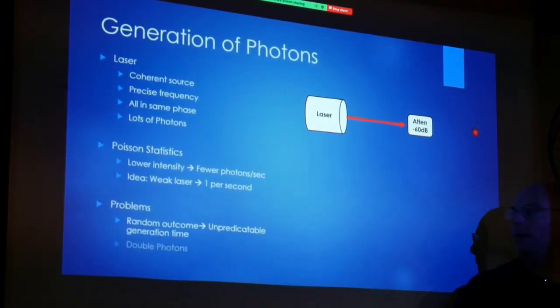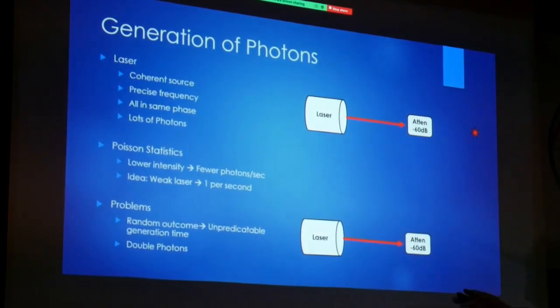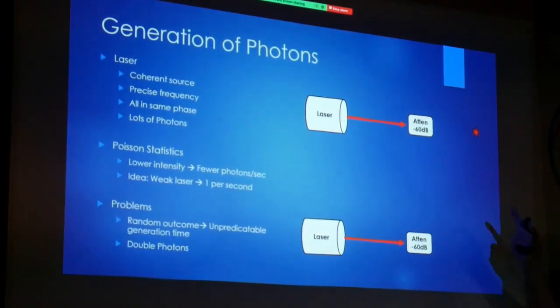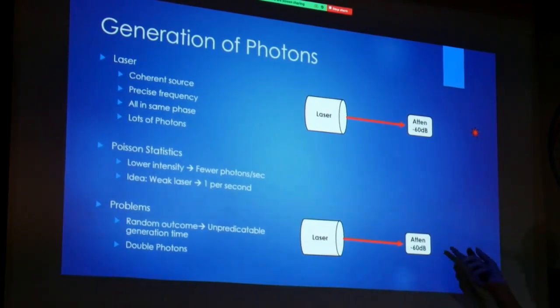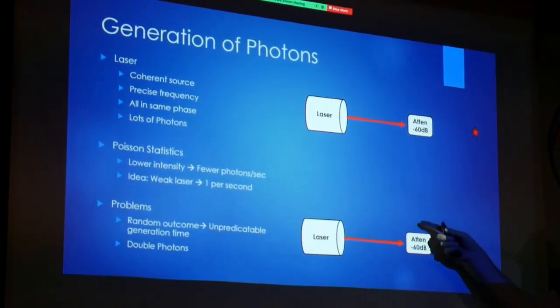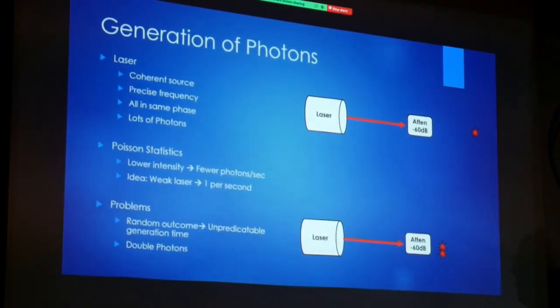But a more important one is sometimes we can also get double photons. This is a probability thing. So there's also a probability that two come out. And it's rare, but it does happen. So the same amount of attenuation that was giving us one will, on occasion, give out two. This will be a problem for our quantum key distribution.